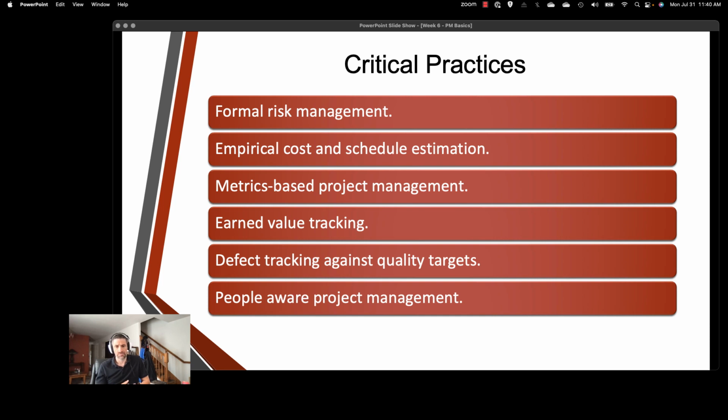And finally, people aware project management. We want to foster a collaborative and positive work environment, promoting effective communication, nurturing individual skills and growth to ensure we have team productivity and satisfaction. And a lot of that comes with understanding how people work and communicating with them in an informal way to understand what their goals are and what their needs are as well.